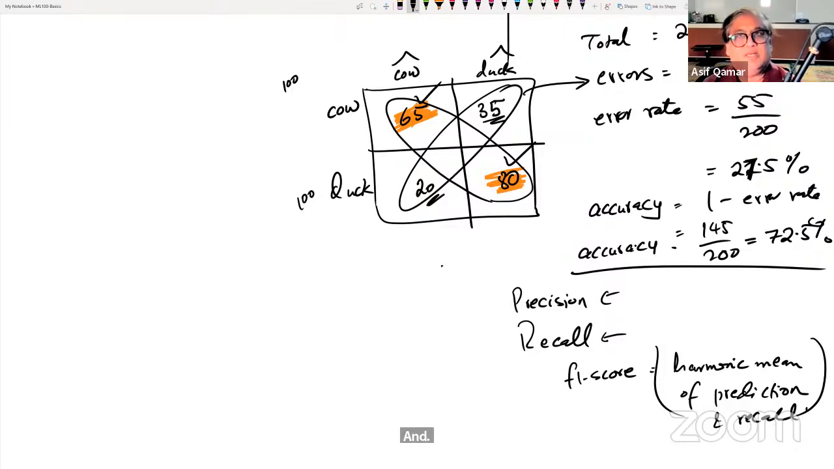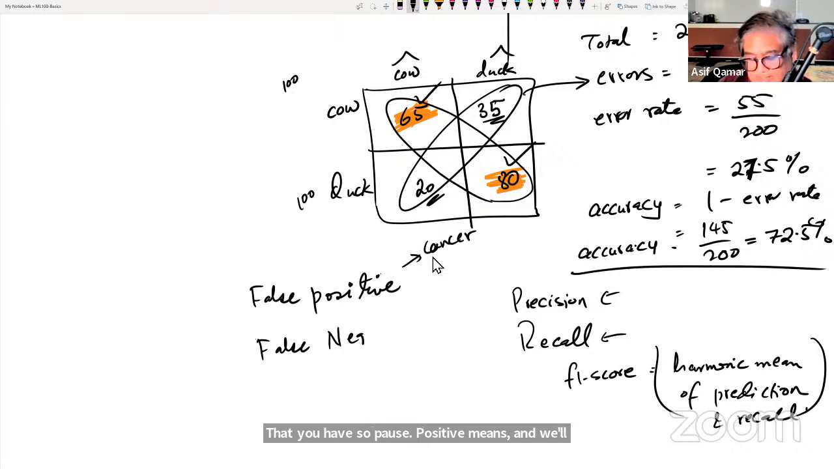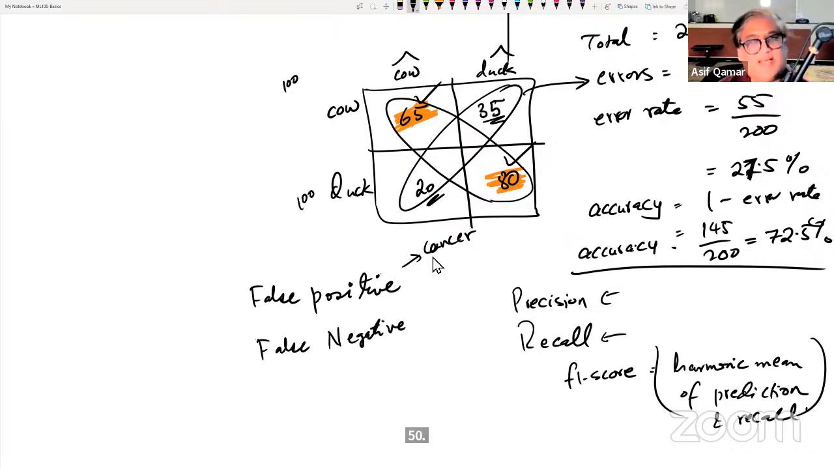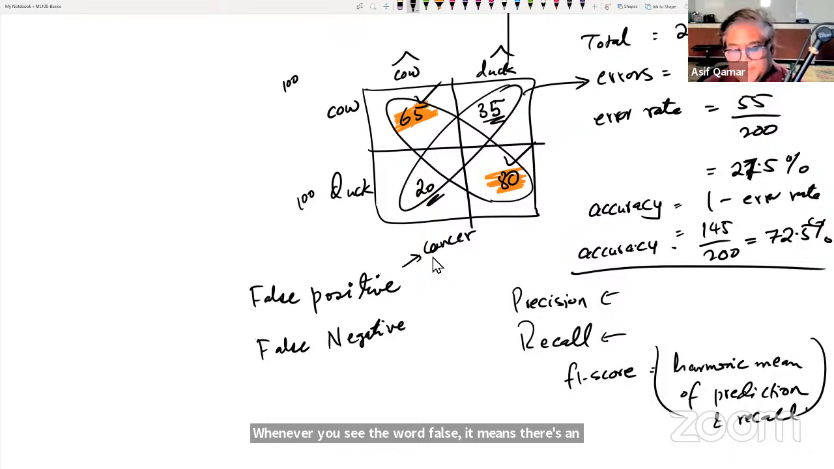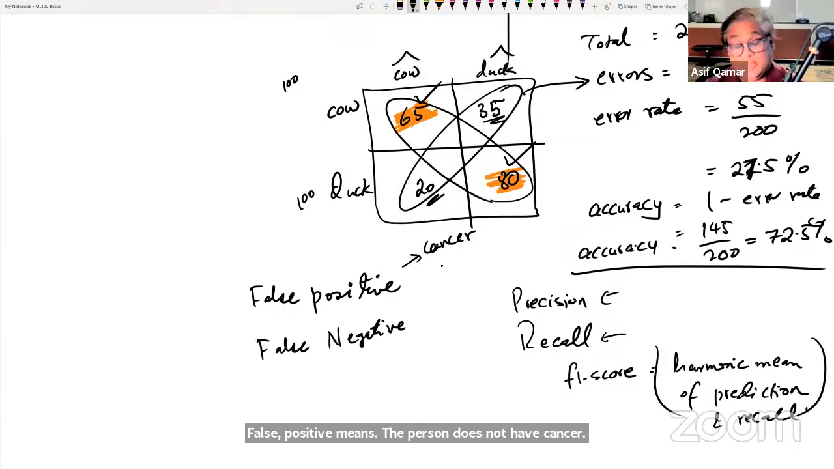and there are two kinds of mistakes you can make. One is called false positive and the other false negative. Let's write those terms down. False positive, positive being the cancer that you have. So false positive means, and we'll deconstruct these words, and false negative. Whenever you see the word false, it means there's an error there. False positive means the person does not have cancer, and you declared that she has cancer, breast cancer. Conversely, false negative means that she did have cancer, but you made the mistake of saying she does not have cancer.